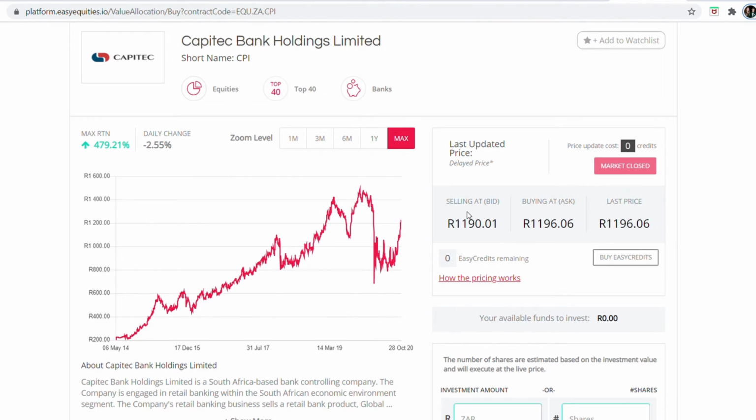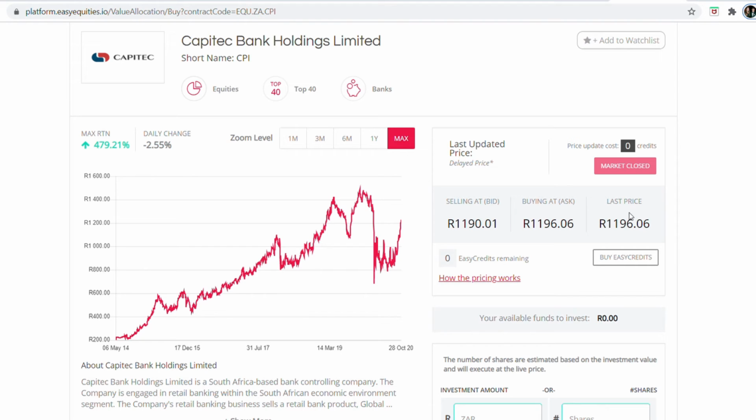But anyway, the selling and buying price, what are these? Okay, so the selling at price, this is what someone who is wanting to buy the security is willing to buy it at, 1,190 Rand per share. The buying at price, this is the price which someone who holds the security is wanting to sell it at, 1,196 Rand. You'll always find that the ask price will be higher than the bid price.